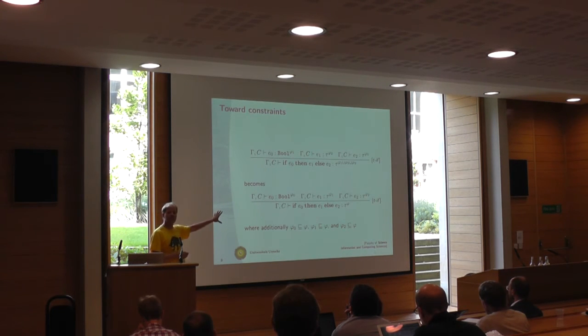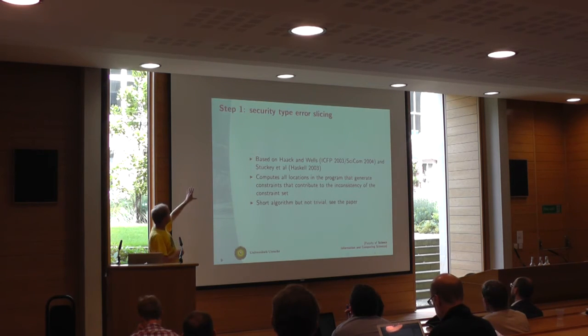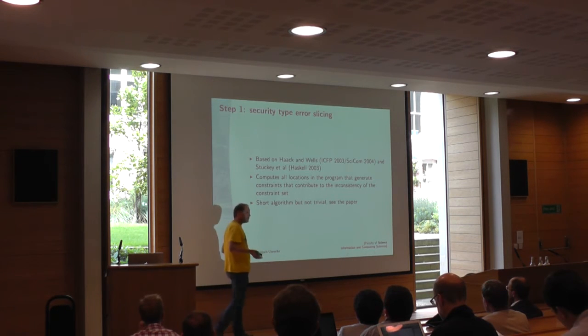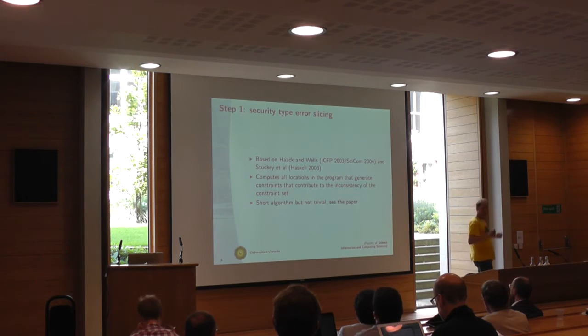So this characterizes sound solutions, and the least fixed point among them is the best solution. And I will find it, at least the worklist algorithm will find it. So, security type slicing, I kind of told you this already. There are two papers actually, Hage, Wells, and Stuckey et al. This is a type-based way, this is an algorithmic way, and we use the algorithmic version to compute all the locations in the program that generate constraints that contribute to the inconsistency. It's a short algorithm, but if you read it, it doesn't explain itself, so if you want to understand it, you really have to run it by hand, and then everything will be clear. Because that's how it happened to me.